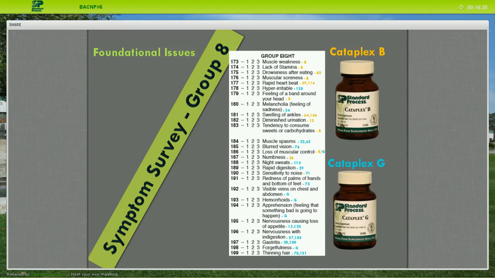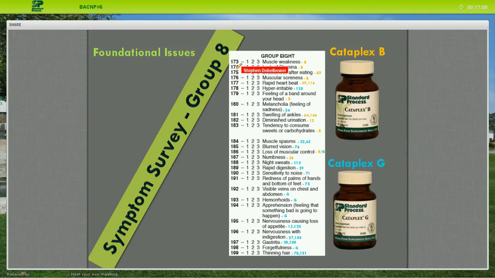So that brings us to group 8 in the symptom survey. And group 8 hasn't always been in the symptom survey. This is a new addition to the symptom survey, and I'm just going to take a guess, in the last 10 or so years. So you'll often see symptom surveys that do not even include this group, and you'll notice very quickly that it was likely added with this concept of 2B or 2G in mind.